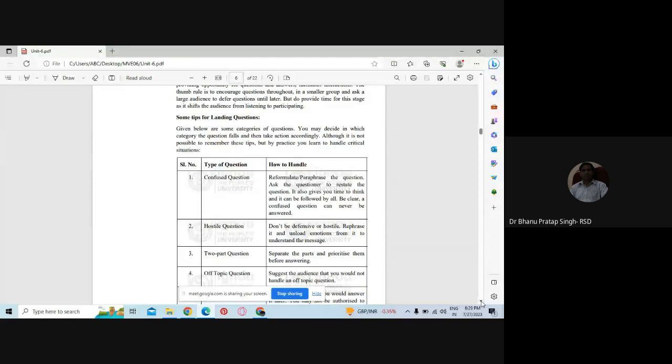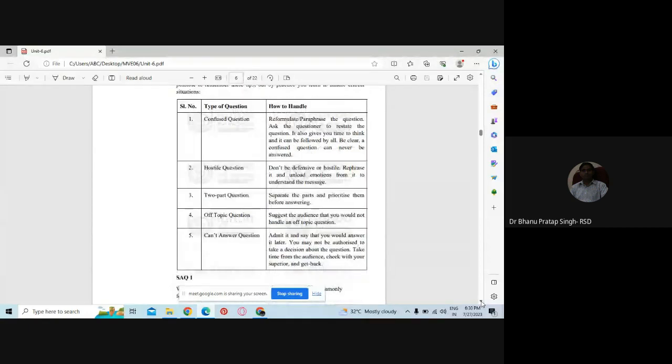If hostile questions are coming, the salesperson or presenter should not be defensive or hostile. Rephrase it and unload emotions from it to understand the message. Sometimes two-part questions are coming. Separate the parts and prioritize them before answering. If one question has two or three parts, the presenter has to respond by prioritizing which part should be answered first.